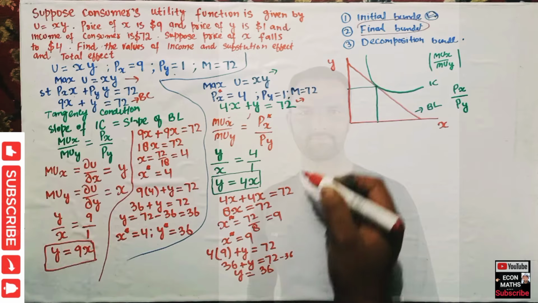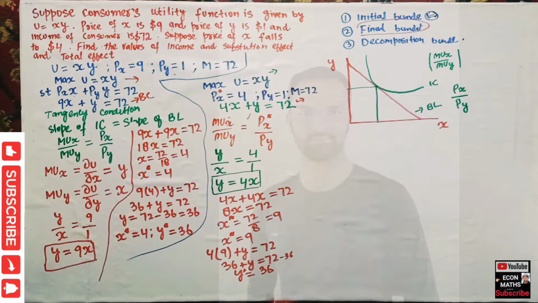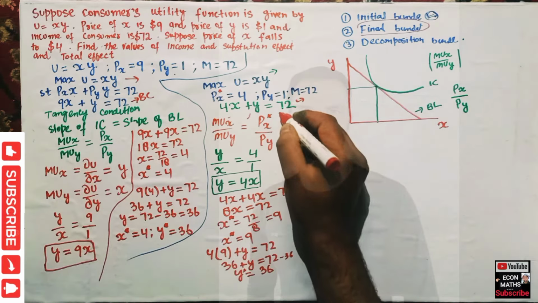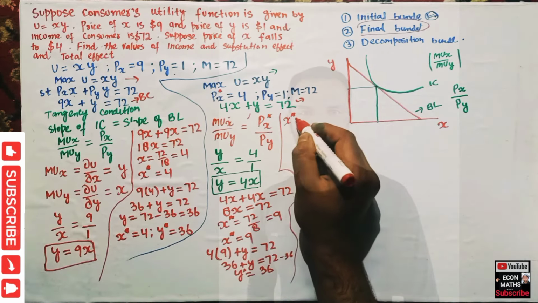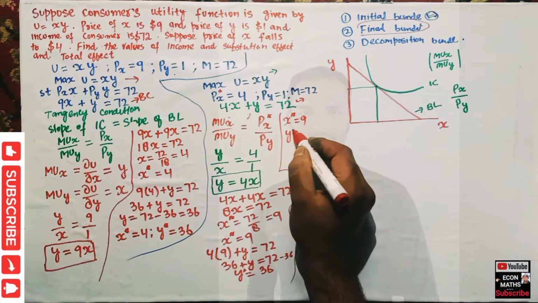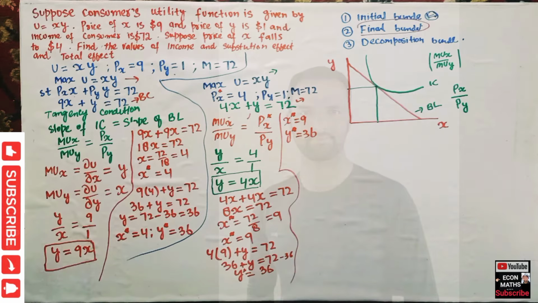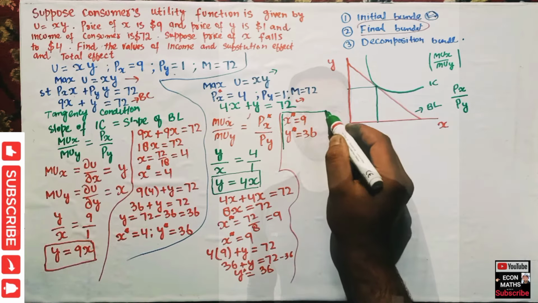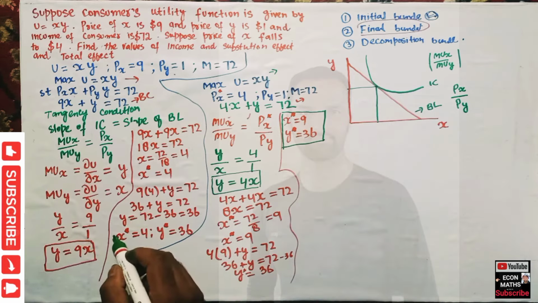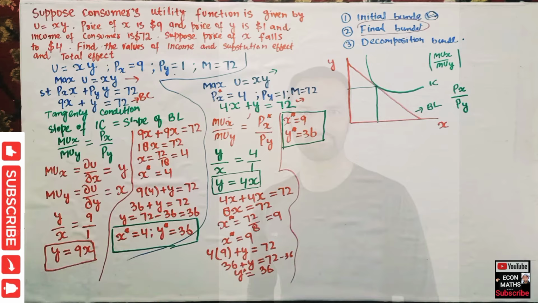Okay, so our new consumption bundle will be, let me write it somewhere here to save space also. So new consumption bundle will be X star is equal to 9 and Y star is equal to 36. Okay, rather this is Y. So this is our final consumption bundle. This is our initial or original consumption bundle. Okay, now what we need to find, we need to find the decomposition bundle.